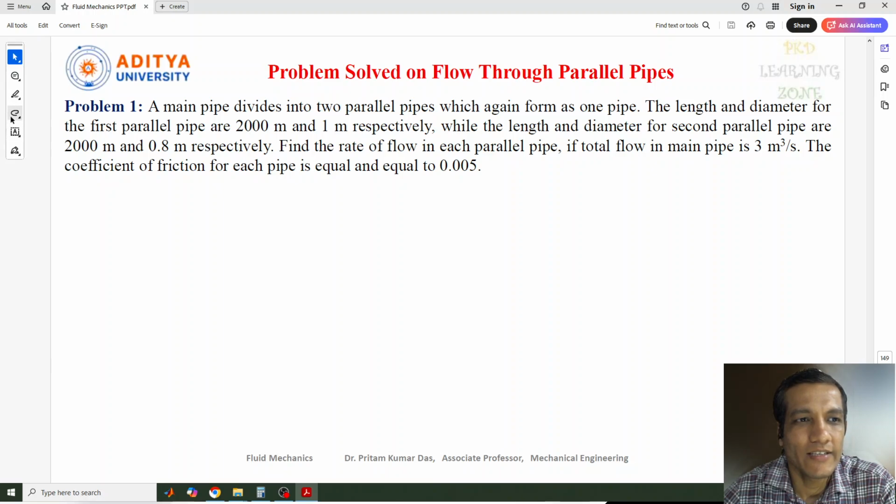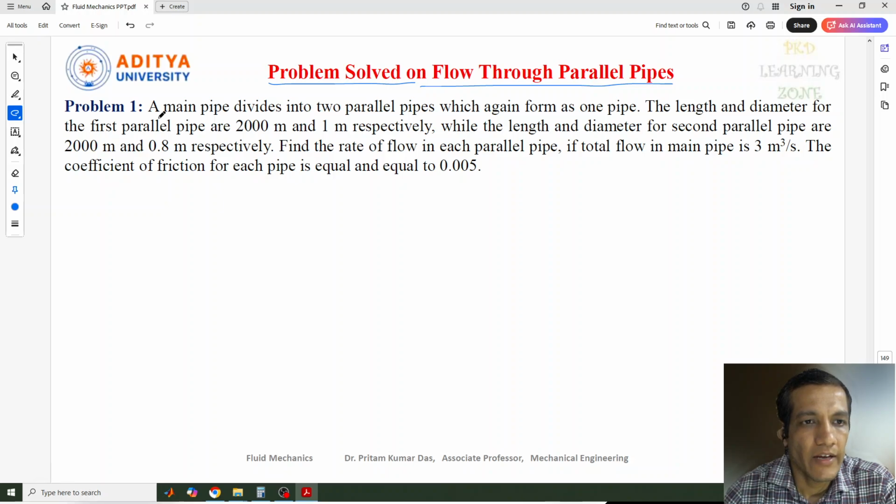In this lecture, we'll discuss a problem on flow through parallel pipes. In our previous lecture, we already discussed the theory part related to the flow through parallel pipes. So in this lecture, let's solve a problem related to the flow through parallel pipes. So here I have taken a question.